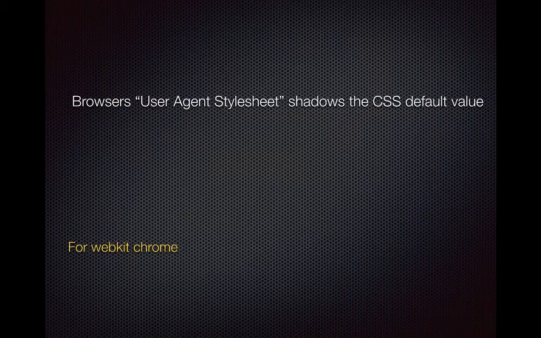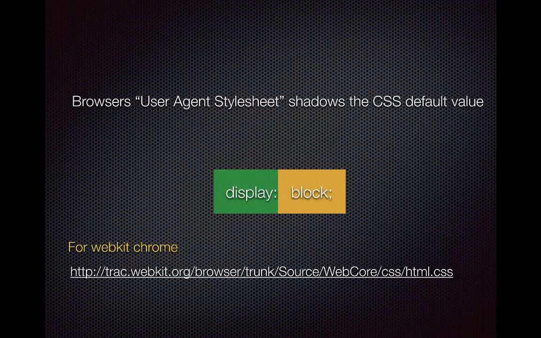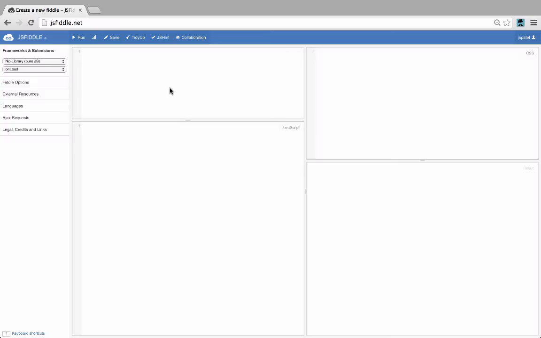So, for example, CSS defines the display default value as inline. However, Chrome changes it to block. In order to look at all the defaults in Chrome, you can refer to its user agent stylesheet. Now let's look at the first display property value, called block. Okay, now let's just jump into an example.